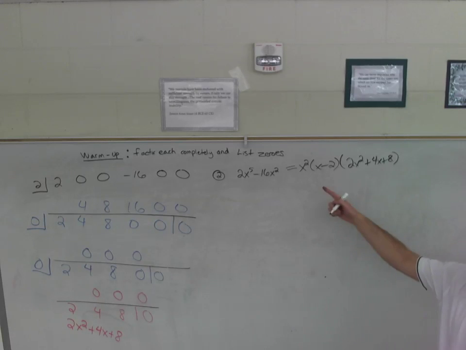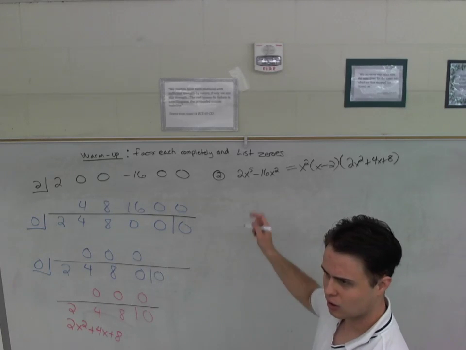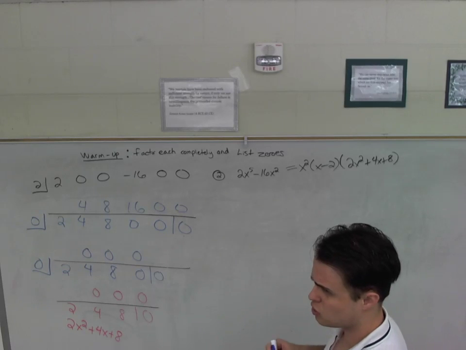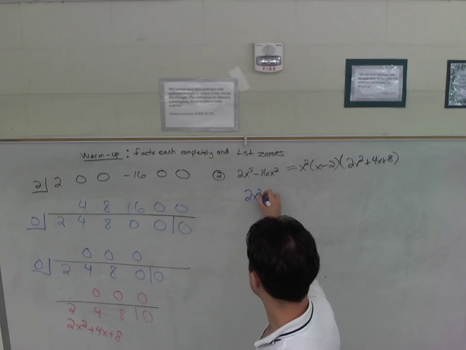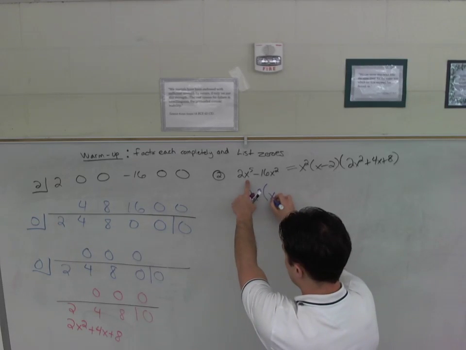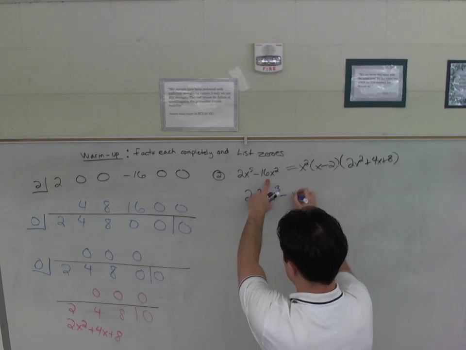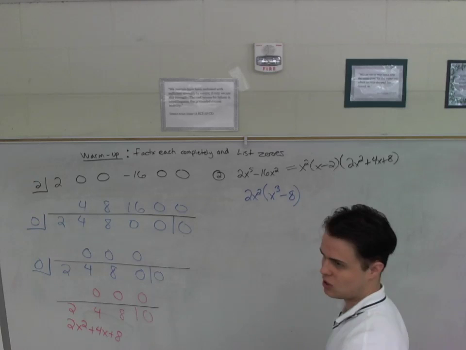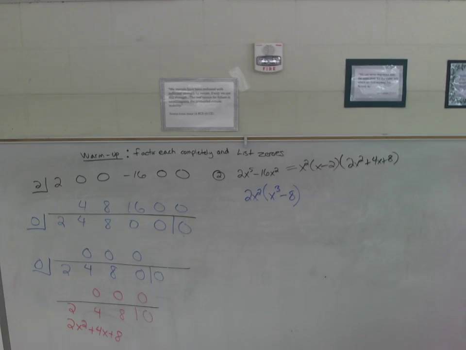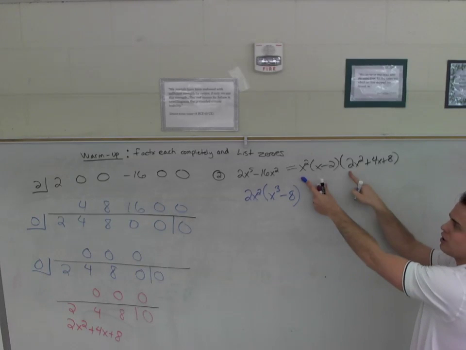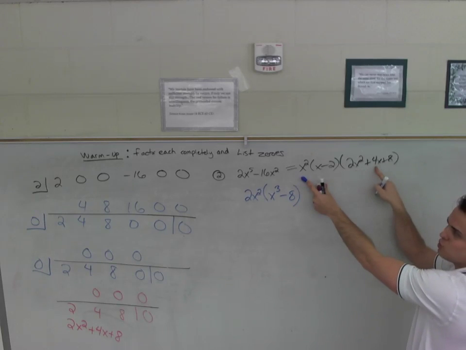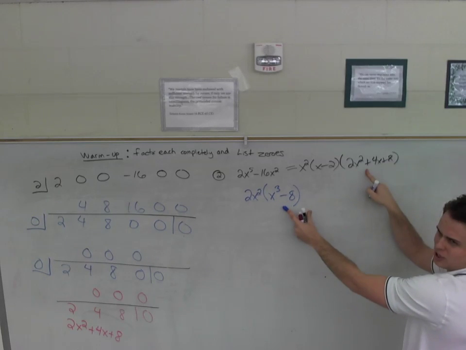What would have been another way to get this? Do these share anything? They share a 2x squared. So instead of using the graph right away, couldn't we just have pulled out 2x squared? And we could have said, hey, 2x squared, what's left? x cubed minus 8, isn't it? Do you see 2x squared in here? Look carefully. x squared, where's the 2? What could you pull out of all those? 2. There's the 2.